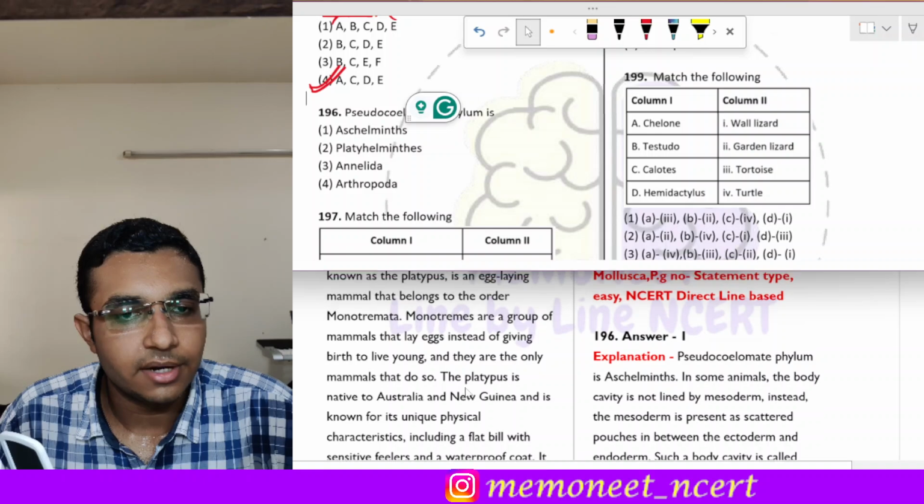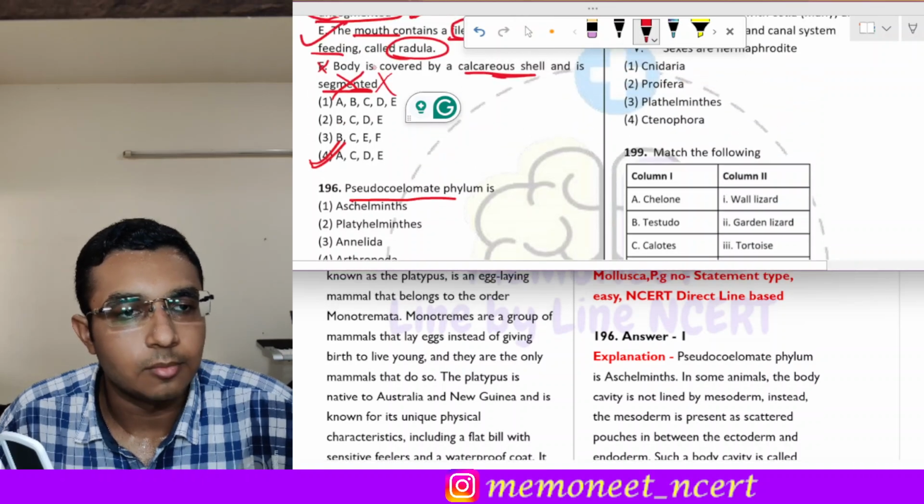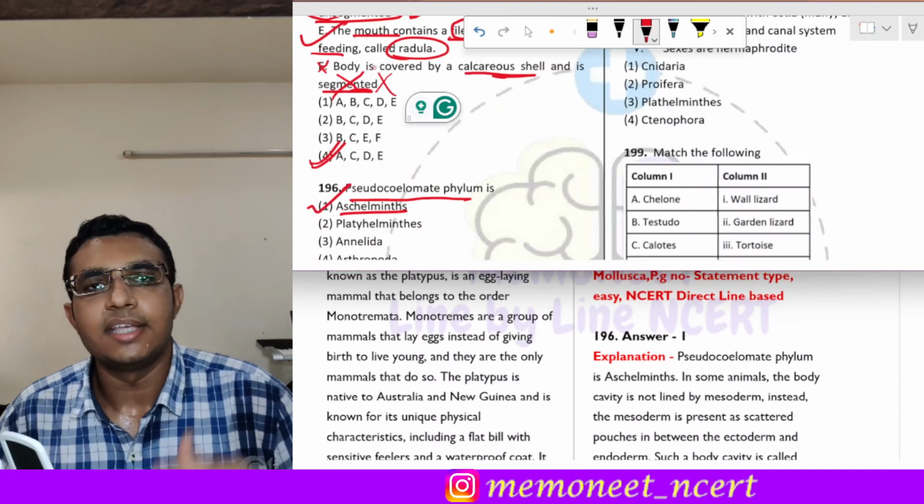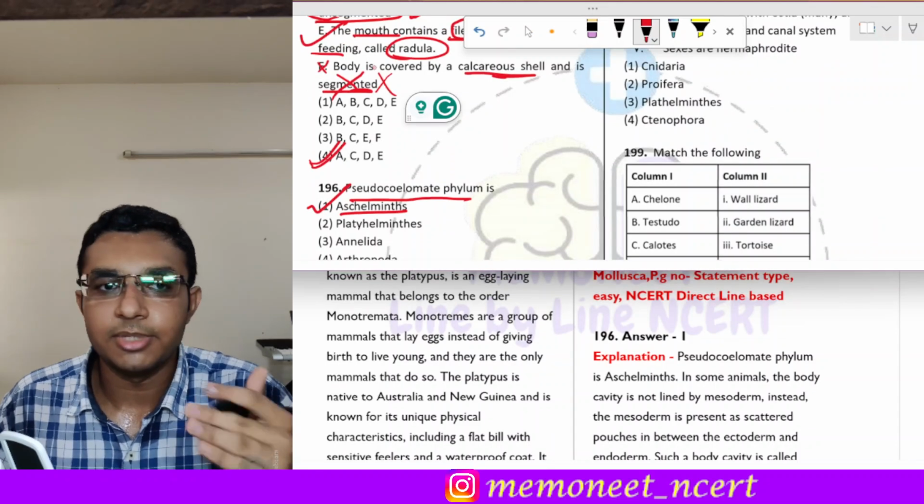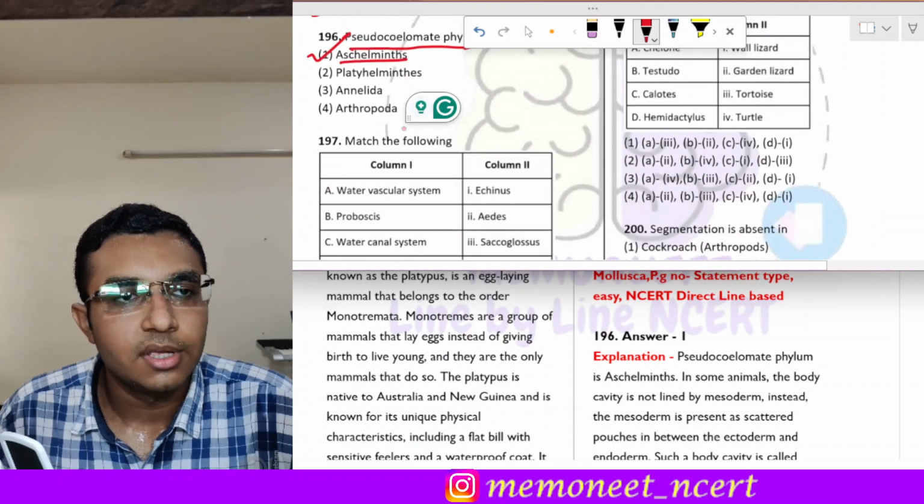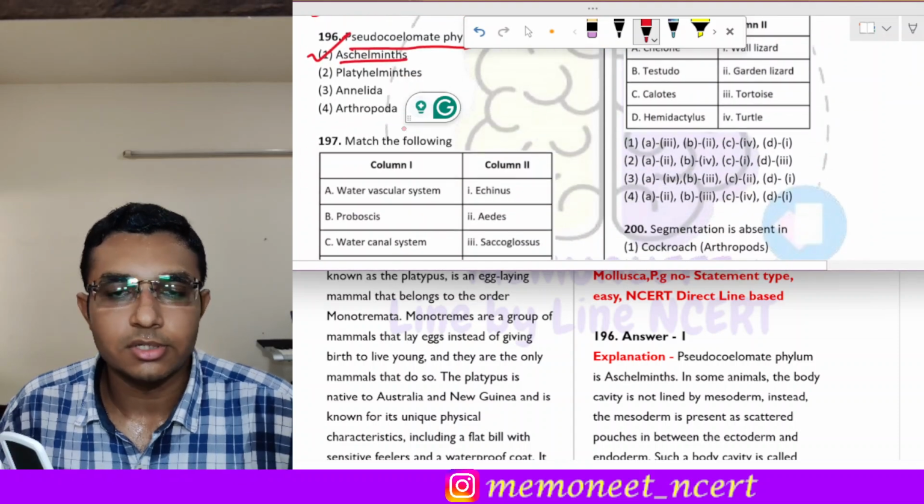It states that the pseudocoelomate phylum is Aschelminthes. As we know here, Aschelminthes are pseudocoelomate, Platyhelminthes are coelomate. So Aschelminthes are pseudocoelomates, and the correct answer of this question is option 1.